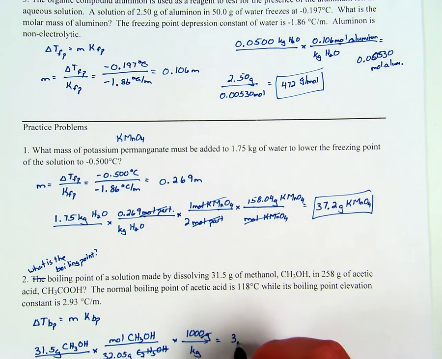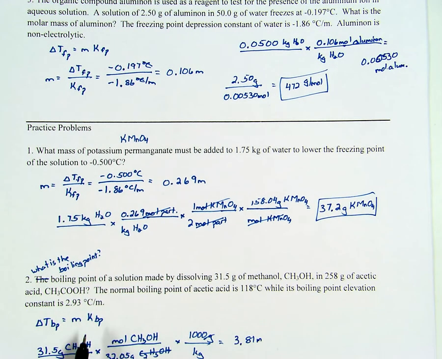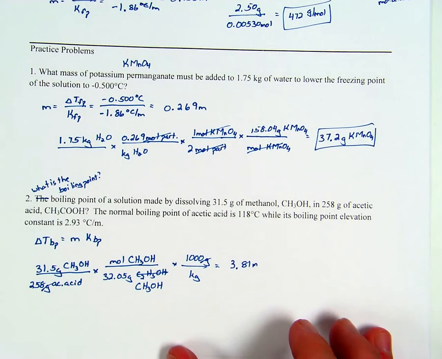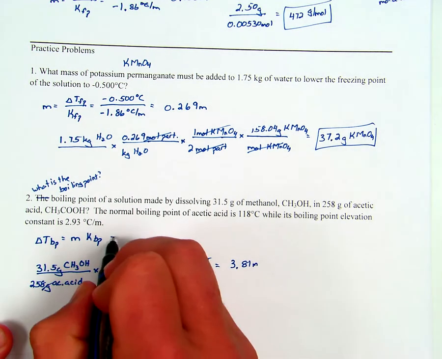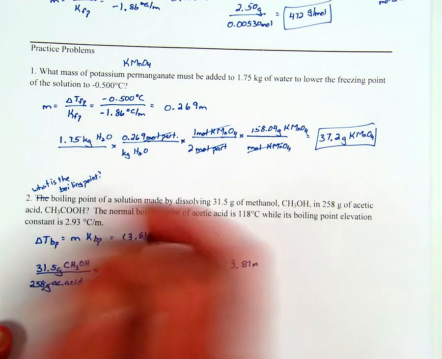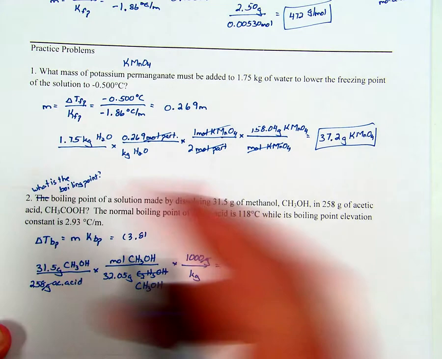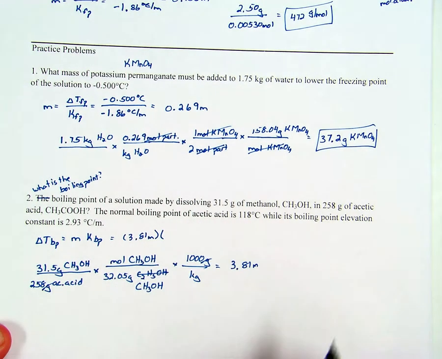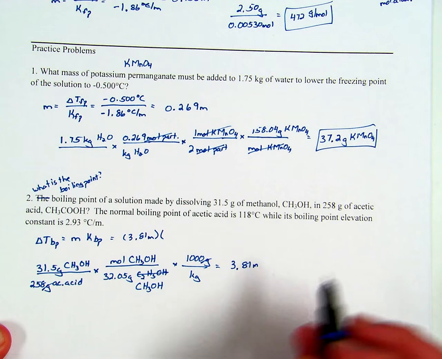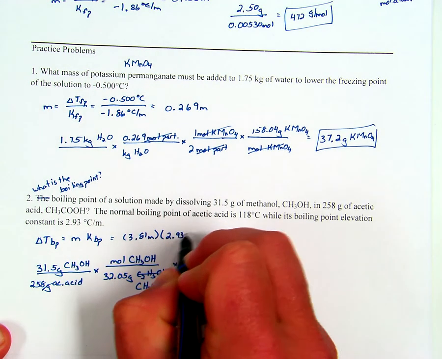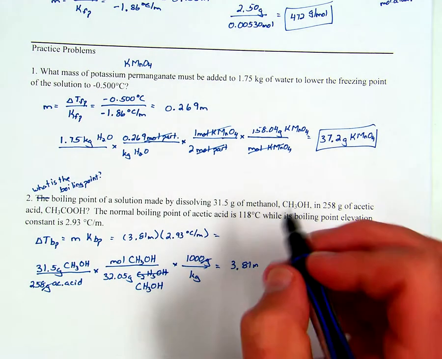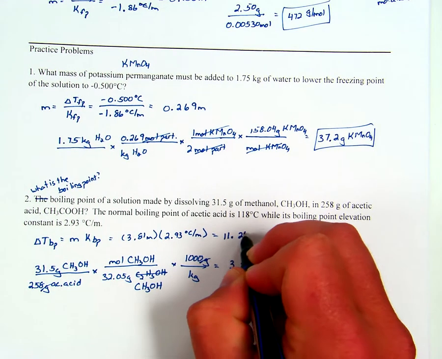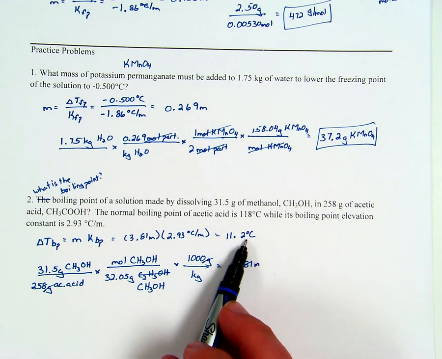I can use that in our equation here for the boiling point elevation. So I have 3.81 molal times the boiling point elevation constant of 2.93 degrees Celsius per molal. This gives you, looks like 3 sig figs, 11.2 degrees Celsius. Remember, this is not the answer. This is what the boiling point changed by. It's going to go up. Here's its boiling point elevation.